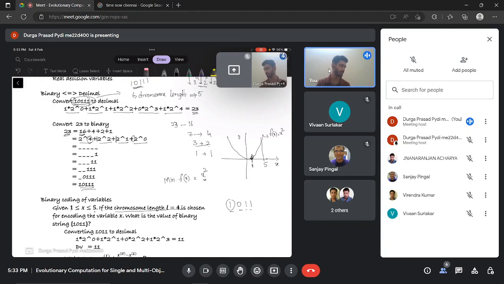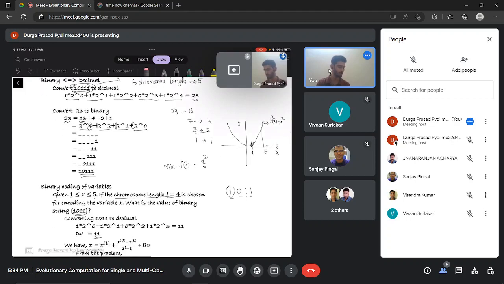So here we start with a chromosomal length of 4 and my string is 1011. We'll just go through one example. First you convert it to decimal, and you get a decoded value of 11. The next thing is this.